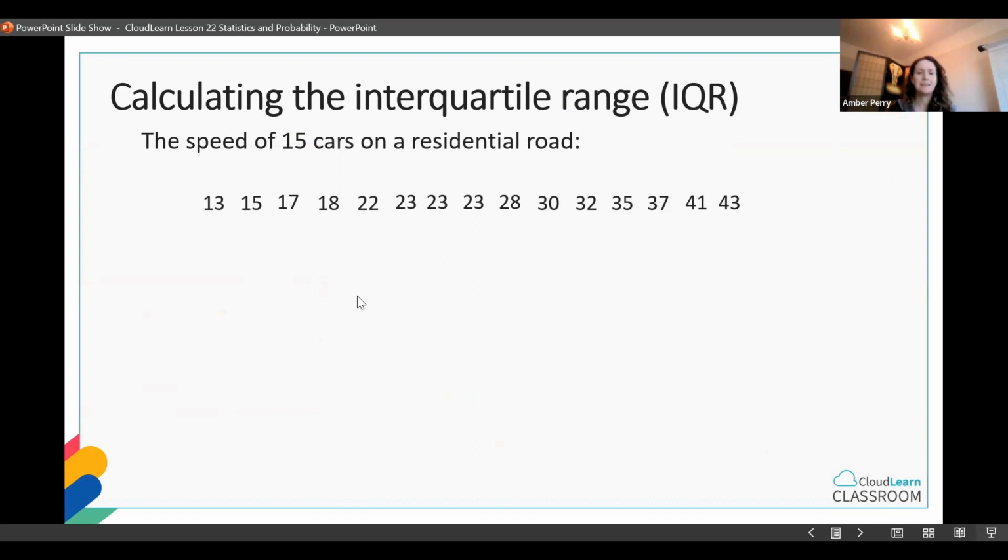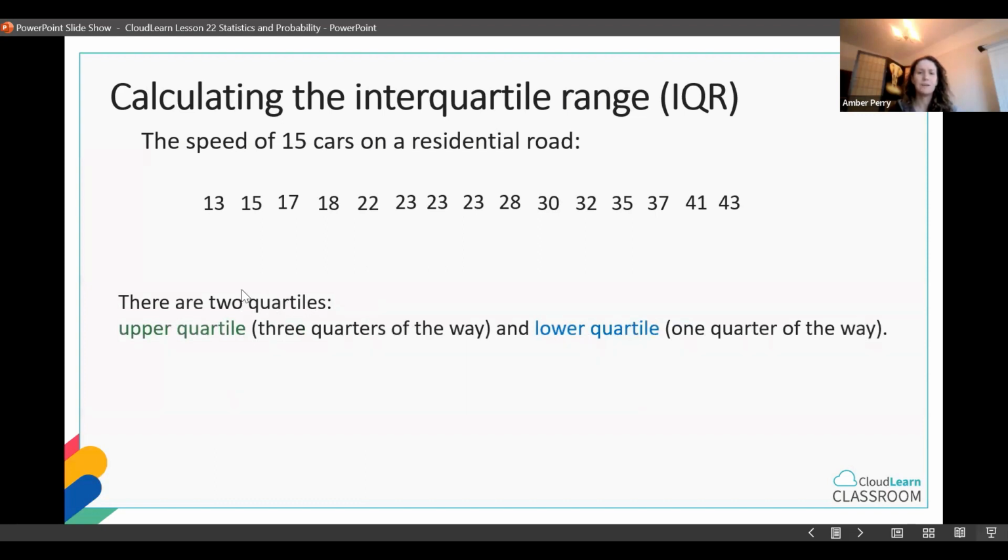So to calculate the interquartile range, we need to find the two quartiles. The upper quartile, which is 3/4 of the way up through the data, and the lower quartile, which is 1/4 of the way. So we technically have 4 quartiles actually. We call them Q1, Q2, Q3, and we don't really ever use Q4 because that would just be all the way through the data. But Q1 is the lower quartile, Q2 is the median, it's 50% of the way through, Q3 is the upper quartile, and Q4 is just all of the data. Okay, so we don't worry about that one.